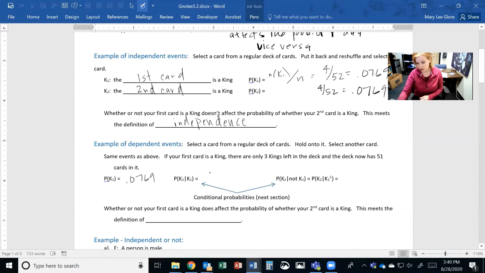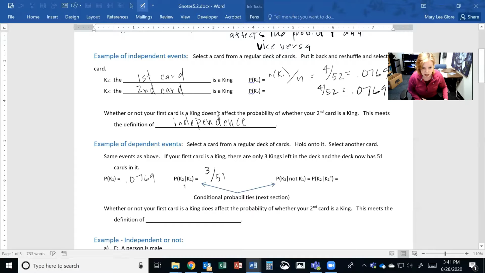So if this card was a king that I picked out, and I look at my deck, I no longer have 52 cards in it. I have 52 minus 1 cards. I have 51 cards left. And if I got a king here, then there's only 3 kings. So now the number of kings over the number of cards is 3 over 51. And this notation here is the probability of K2, the probability that the second card is a king.